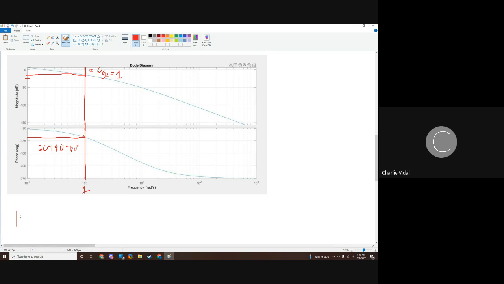So we're going to use this equation. K is equal to 10 to the negative of the value that you just found, so 15, divided by 20. If you put this into your calculator, you will get 0.1778, and this is the value K, or the gain.